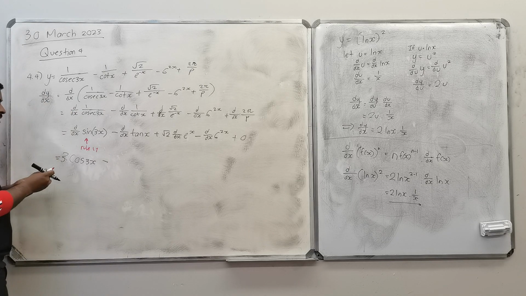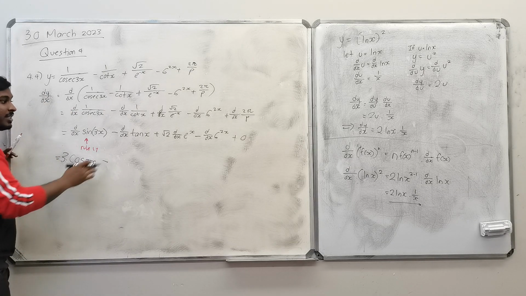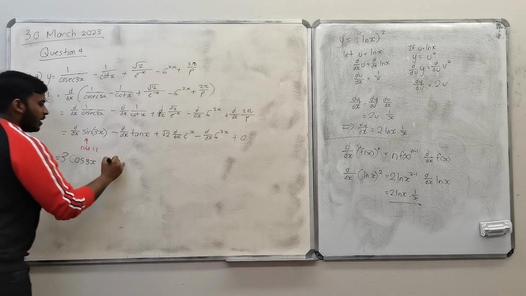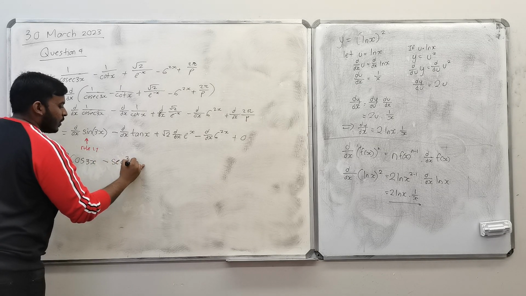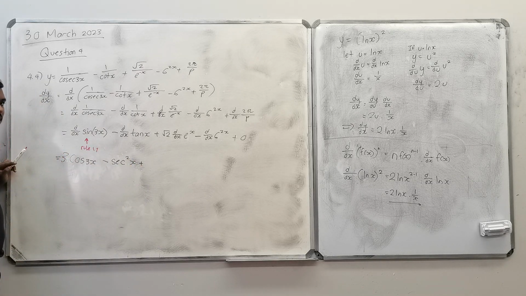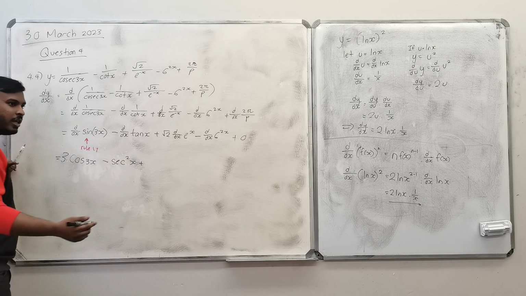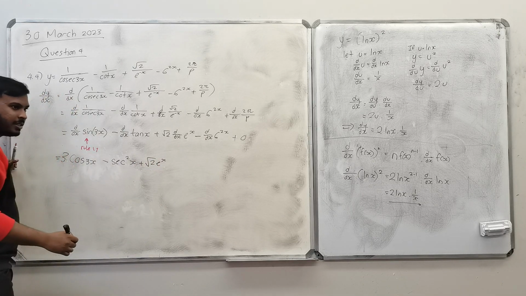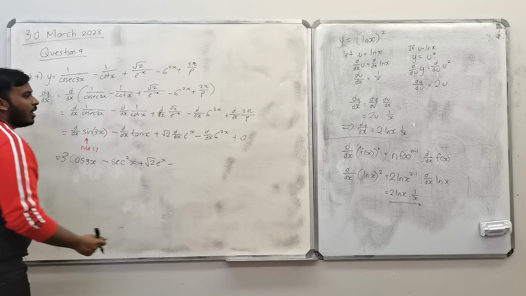Minus the derivative of tan. This is just tan x. It's not a function of a function, there's only x. It's not tan of x squared. So it's sec squared x, plus the derivative of e to the power x, which is e to the x. So this is root 2 e to the x minus.